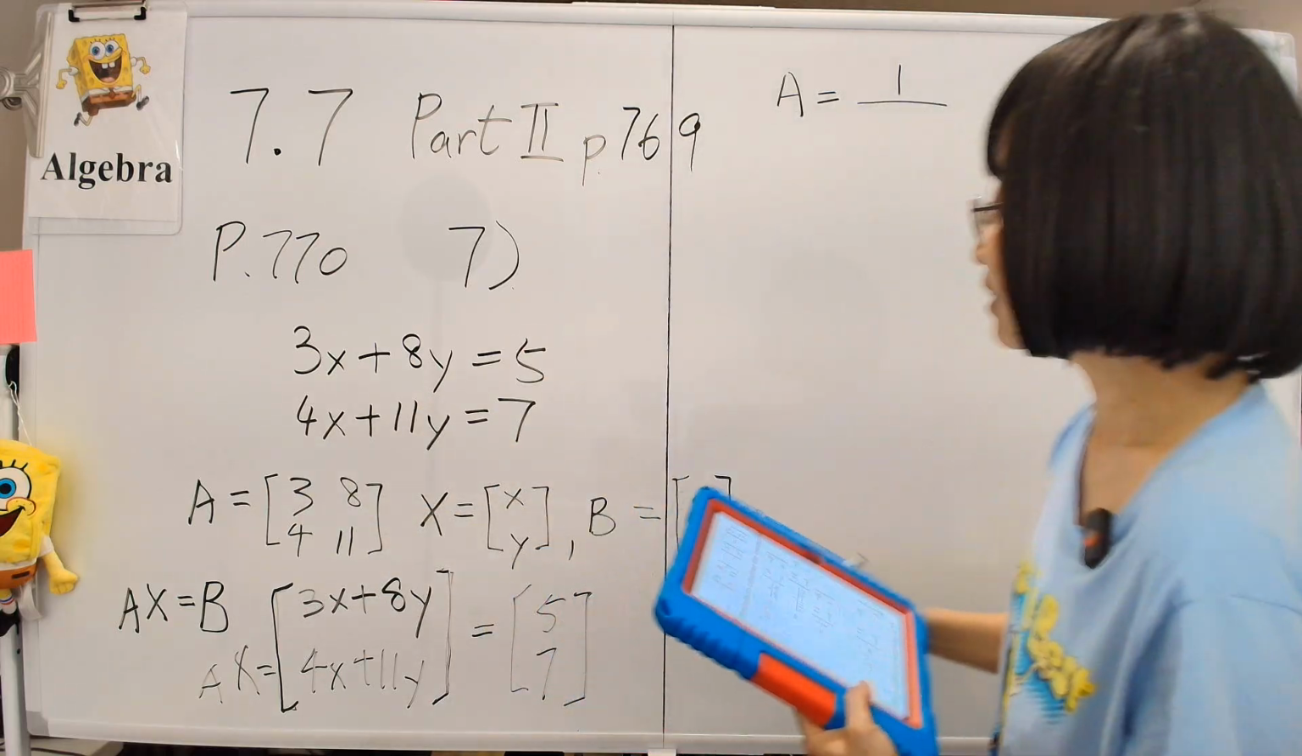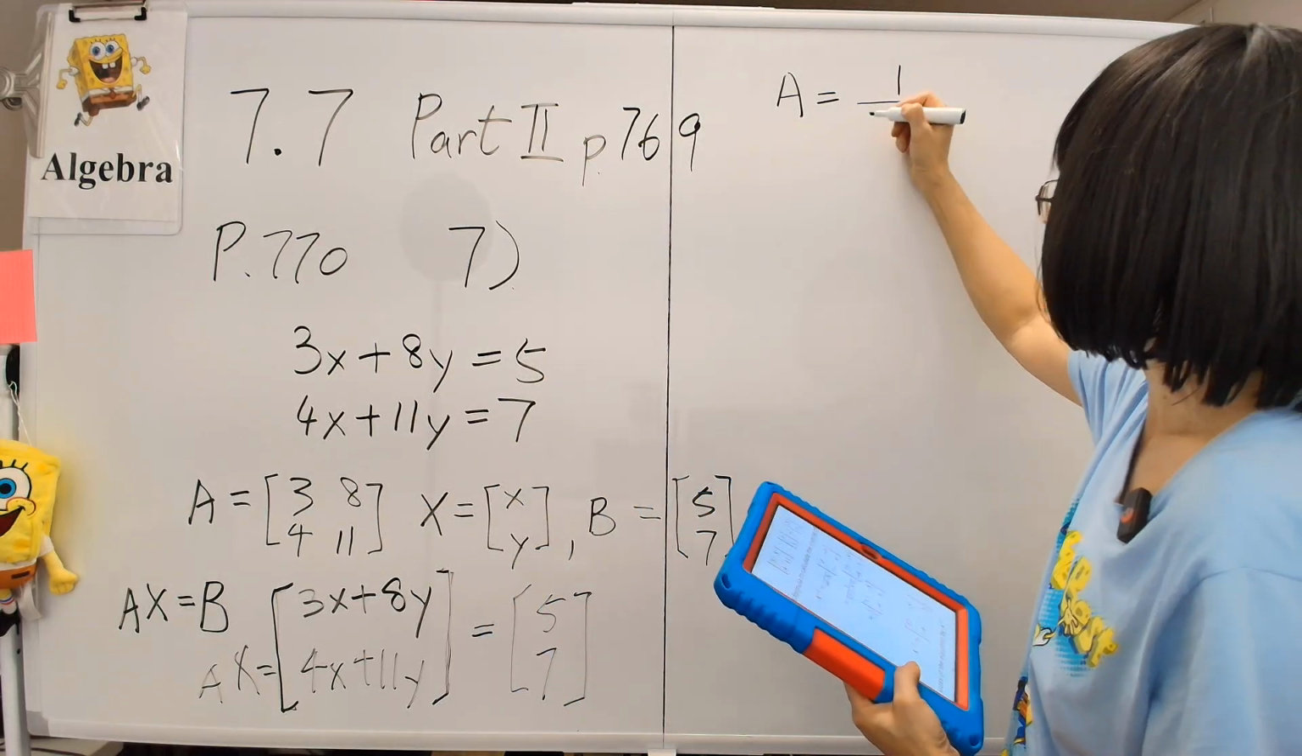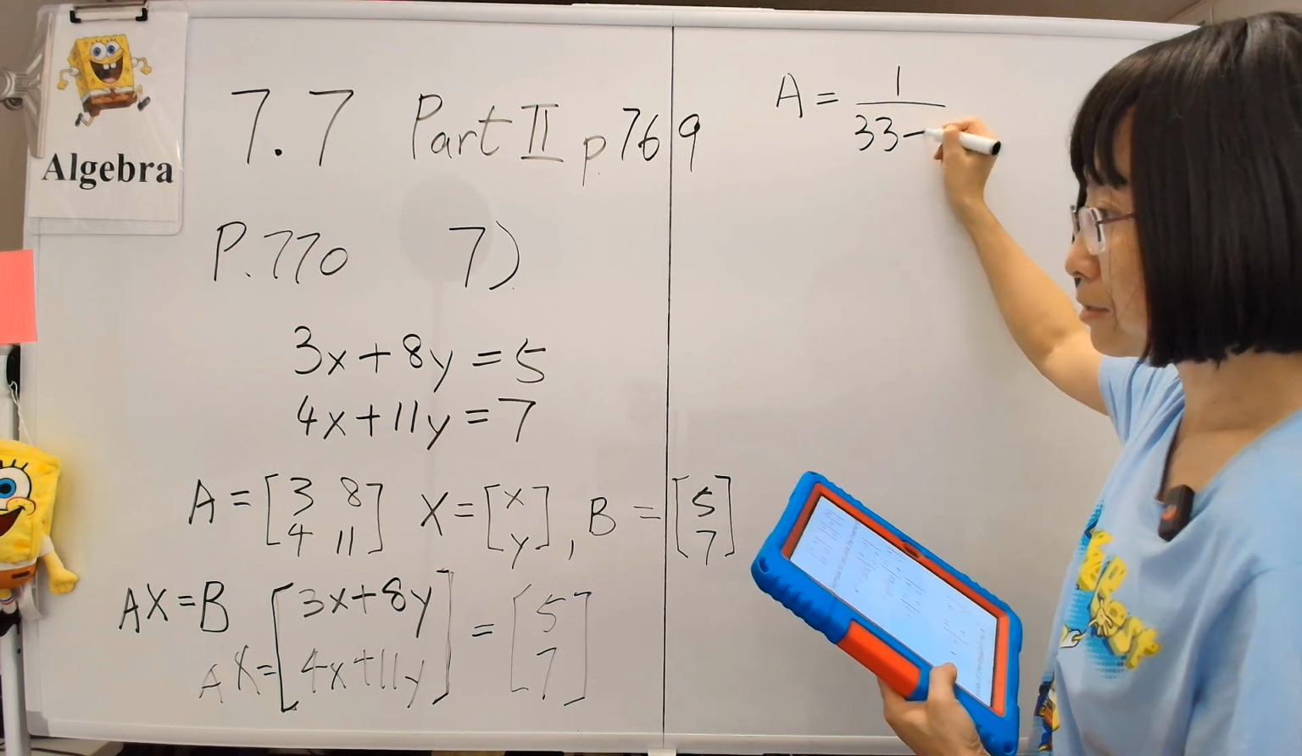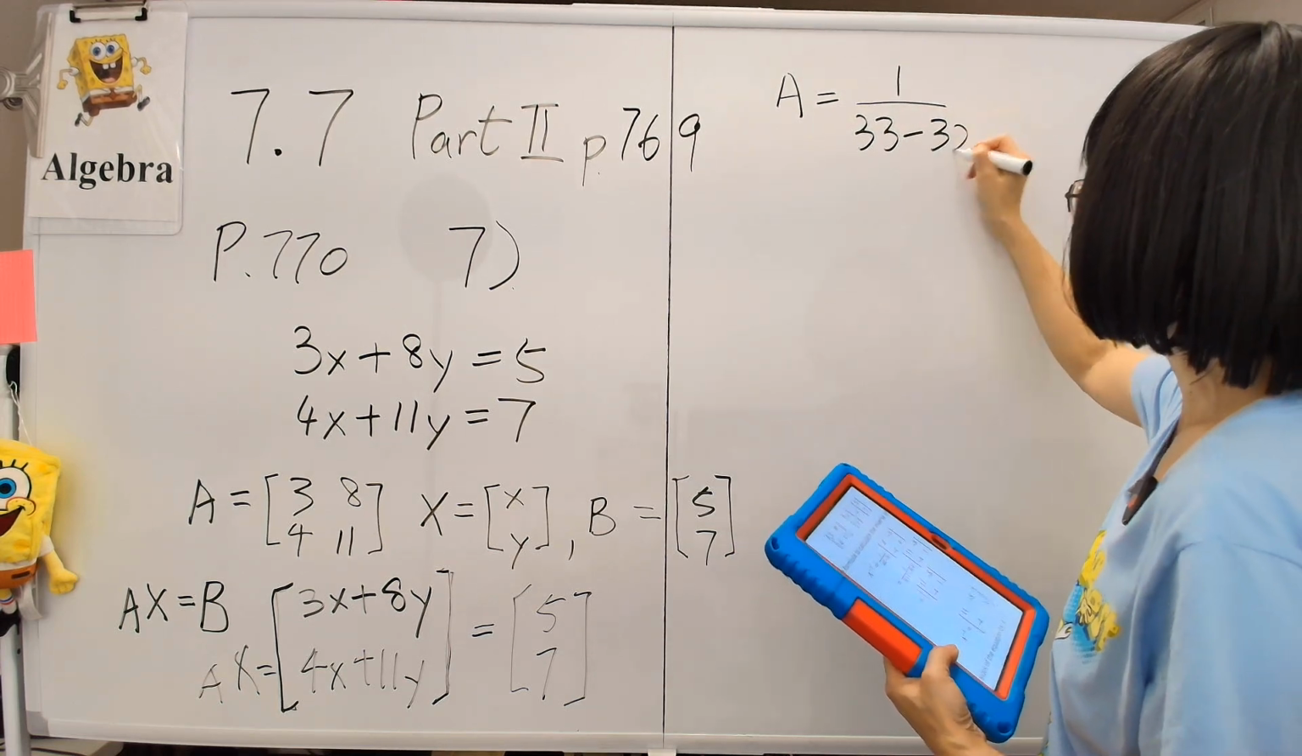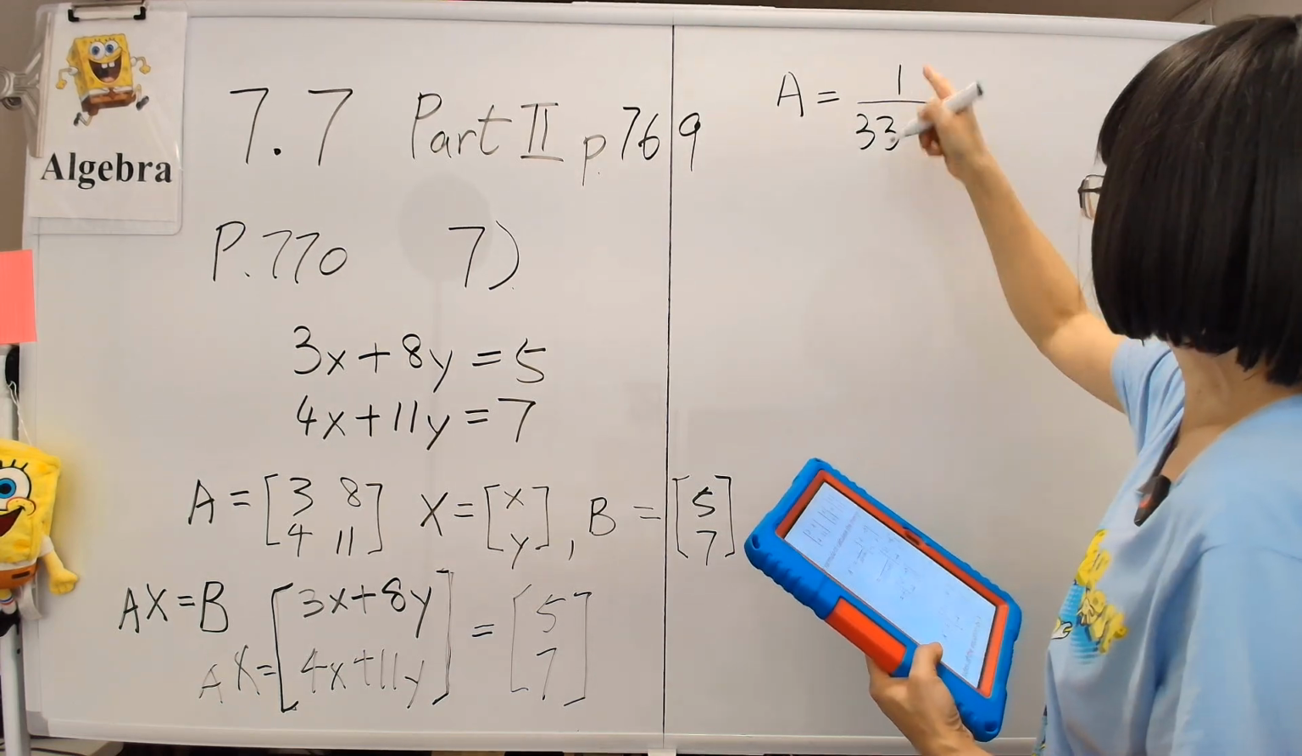Well, anyway, so that would be 3 times 11, that's 33, minus 4 times 8, that's 32. Wow, how lucky. So this thing is just 1.